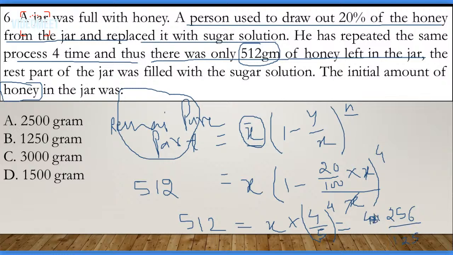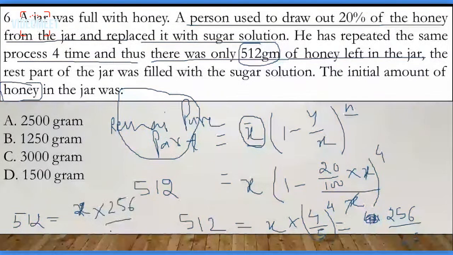So 512 is equal to x into 256 upon 625. On solving this, x is equal to 1250. Got it? Yes or no? Yes. Fine. Now the correct answer is 1250 gram.